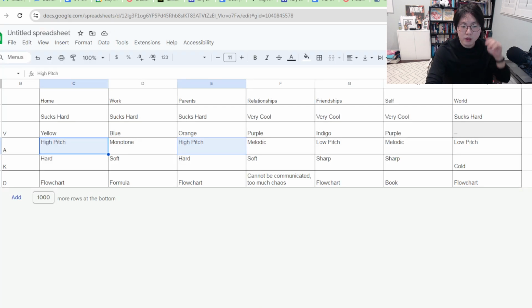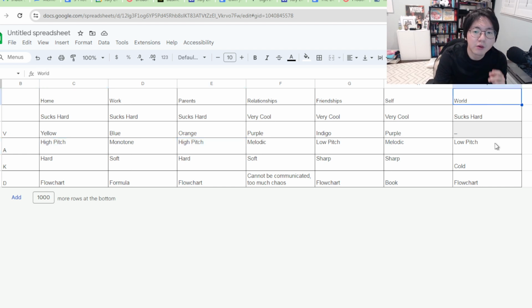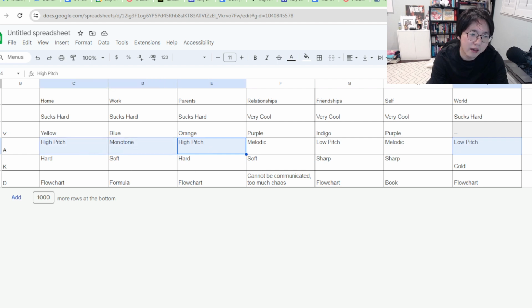For this person, the things that suck are home and parents, and they seem to be in the high pitch area. The world also sucks pretty hard, but it's low pitch, so it's a different kind of sucks hard. And work is monotone as well. This person may be registering steady-pitched, monotone things in their brain as sucky experiences. Contrast that with melodic things, especially in the self and the relationship.